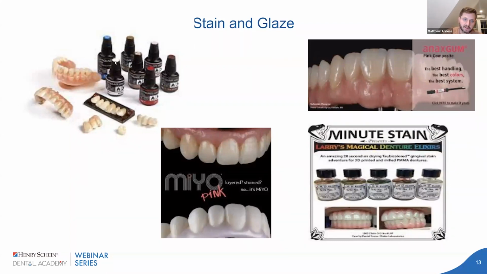Like I said, briefly touch on the staining glaze. Here's the optic glaze. This is kind of our bread and butter wheelhouse. We add this to a 3D printed resin. It makes it look amazing. We'll show you some photos shortly. You have Mio. Mio is more zirconia, but you can still use it for some resin. I would say it does look amazing on zirconia, but it is an option for 3D printed resins. And Axiom for the pink composite, and Larry's Magical Denture Elixirs.